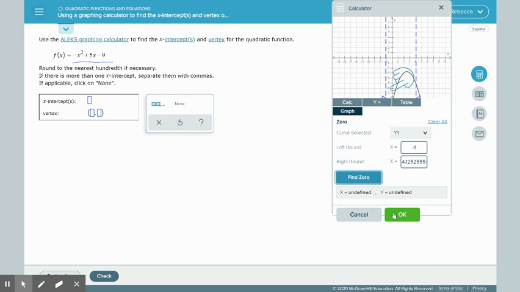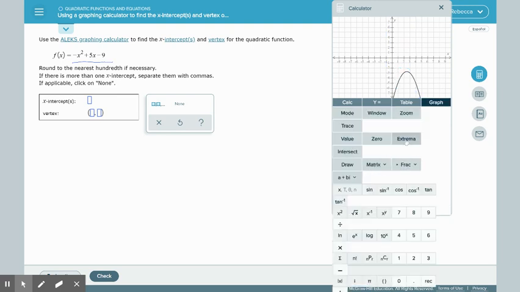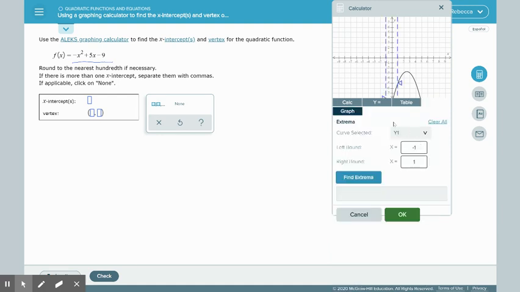So then we're going to go ahead and do the extrema. Extrema is another way to say maximum or minimum. And so we click on extrema, and I want to find the extrema in the region that I give it. So I need to get the top or the bottom of the parabola into the boundaries. And so I just move my right edge over so that the peak of the parabola is in between the two blue lines. And I click find extrema.